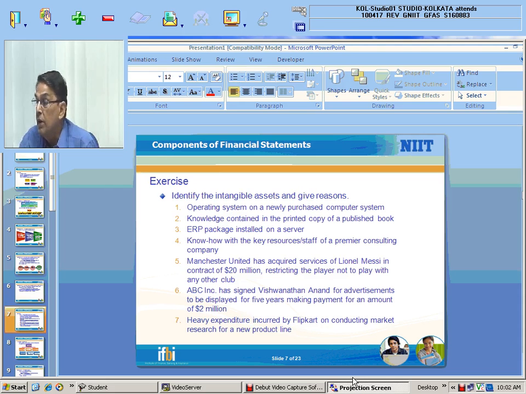An ERP package installed in a server is add-on software, because a server can operate without the ERP package. It is an additional software we are loading for our use, purchased or developed. It is identifiable and separate from the hardware, and its own individual value, which is its cost, can be reliably measured. The entity controls the software acquired, and hence it is a separate intangible asset under IS 38.